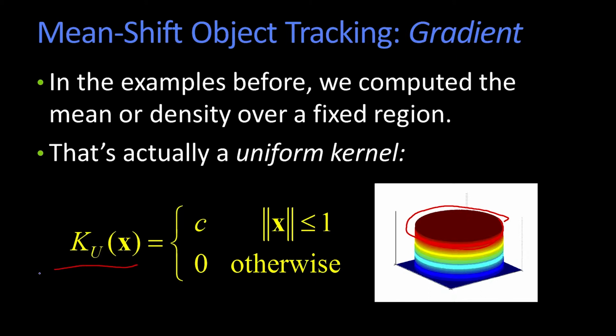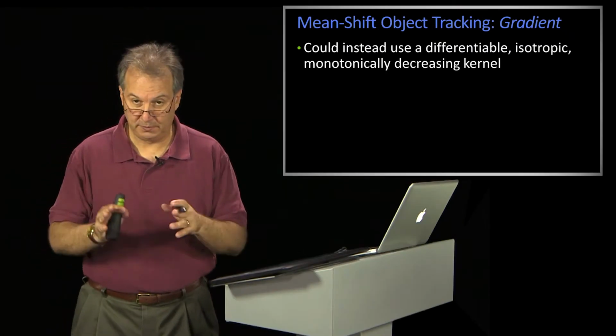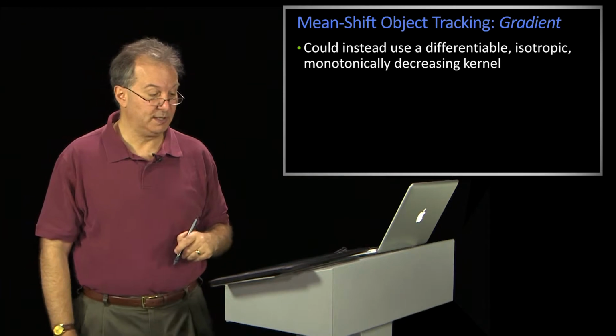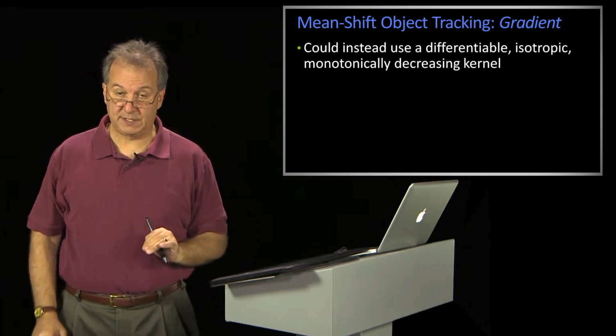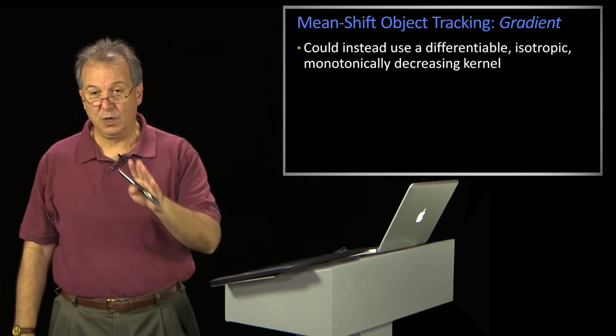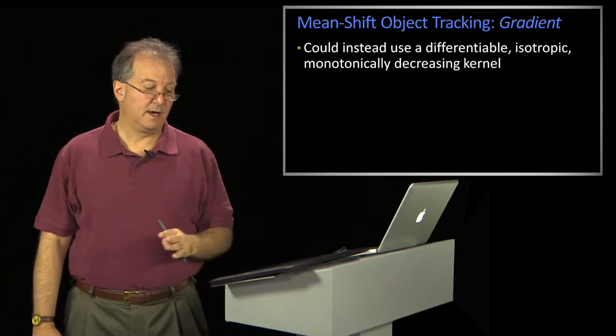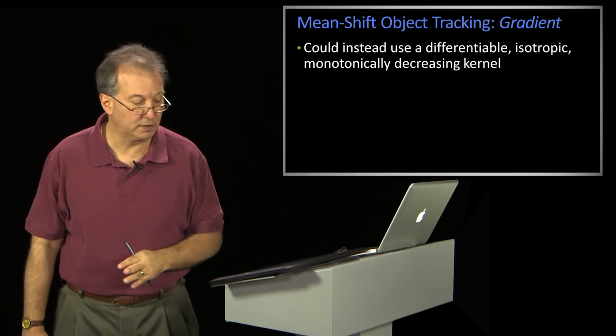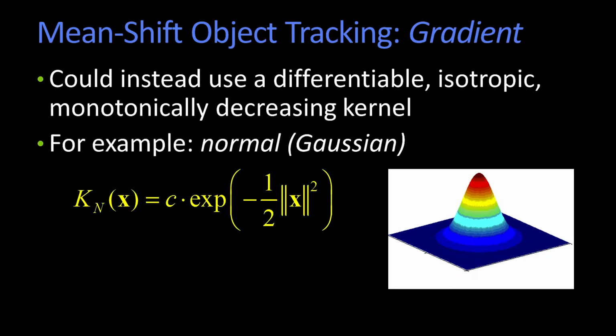That's not such a great kernel. What do you think a better kernel might be? Well, instead of using the uniform kernel, we could use something that is differentiable. We'll use that in a minute. Isotropic, all that means is that it's the same in every direction. Monotonically decreasing kernel, and there's a certain convexity property. You're not going to worry about that. So what's our favorite differentiable, isotropic, monotonically decreasing, always positive kernel? Yes, it's the Gaussian.